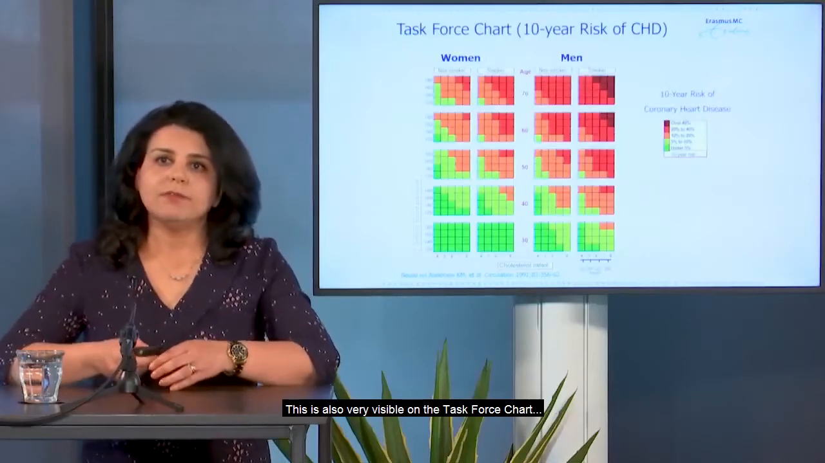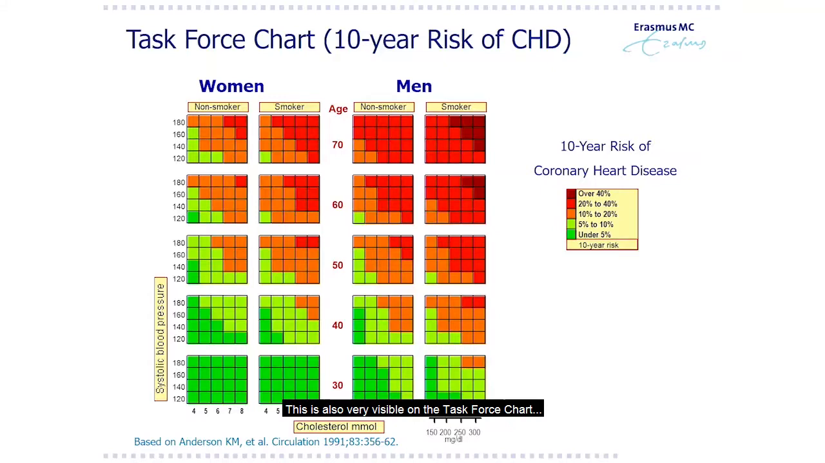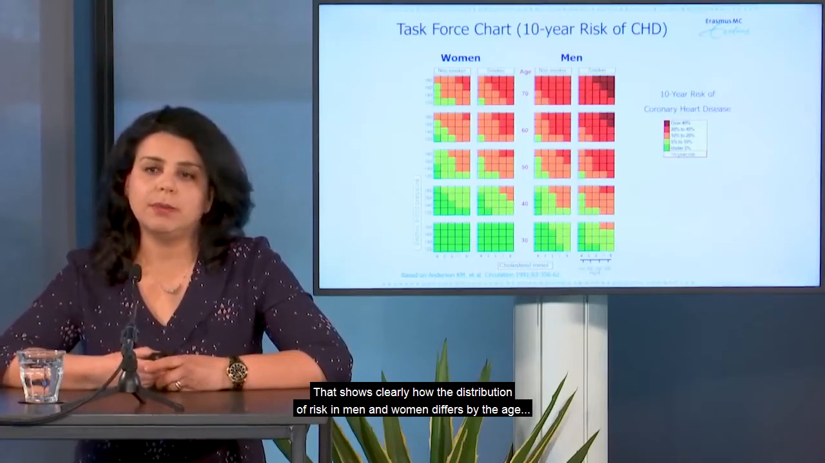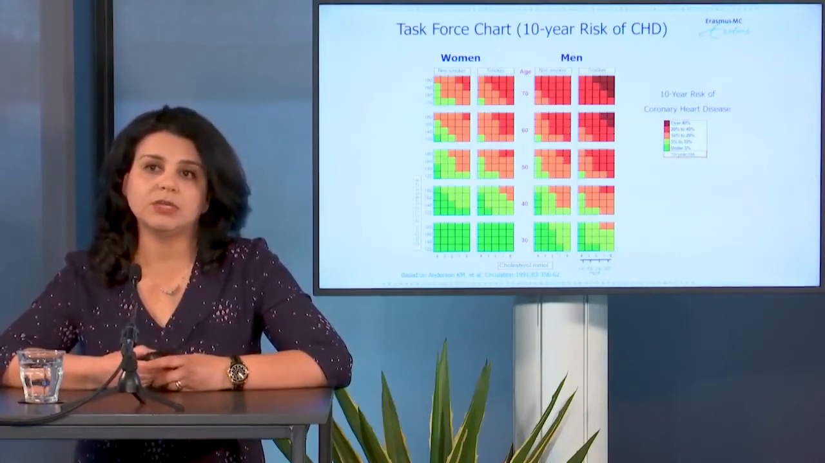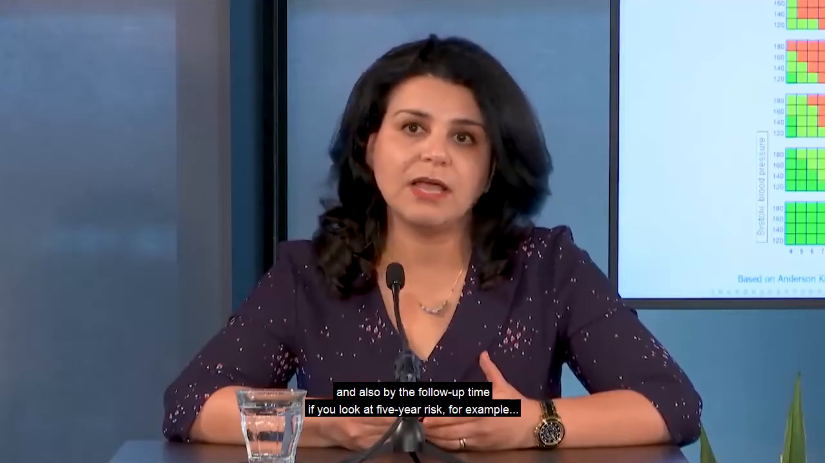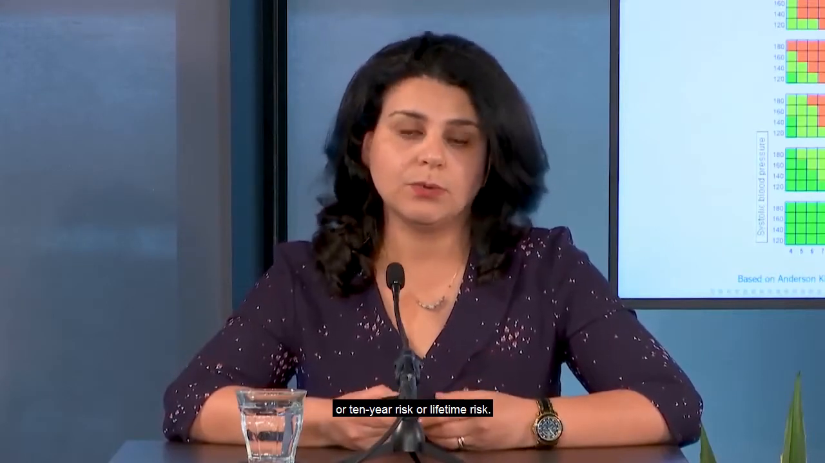This is also very visible in the task force charts that define the risk of cardiovascular disease or coronary heart disease, and you can normally find them in every general practitioner and cardiology practice office. They show clearly how the distribution of risk in men and women differs by age and also by the follow-up time, if you look at 5-year risk, for example, or 10-year risk or lifetime risk.